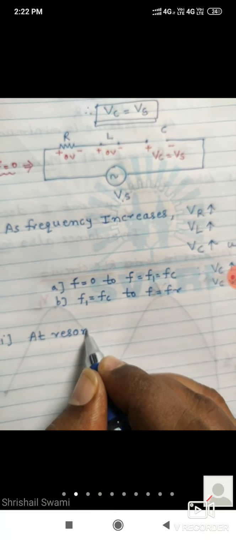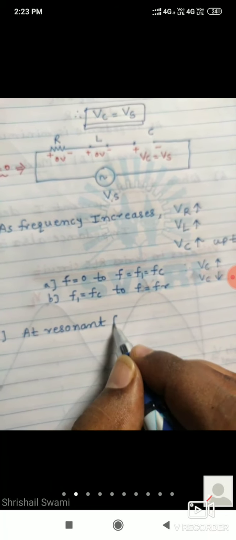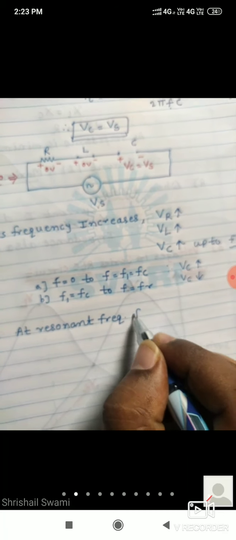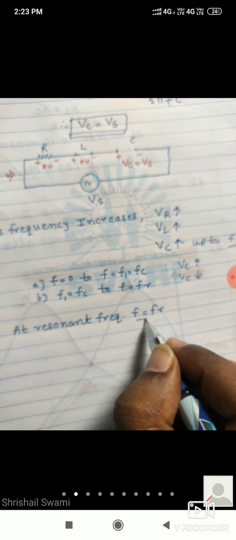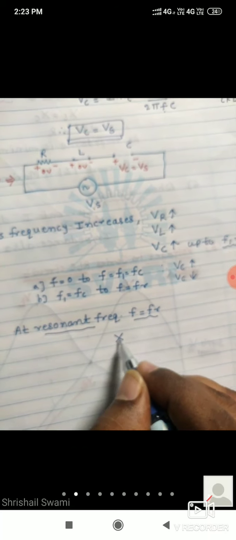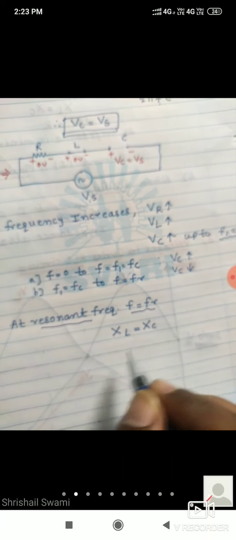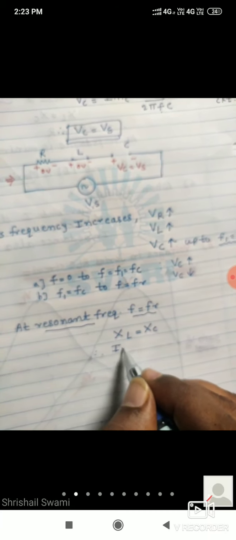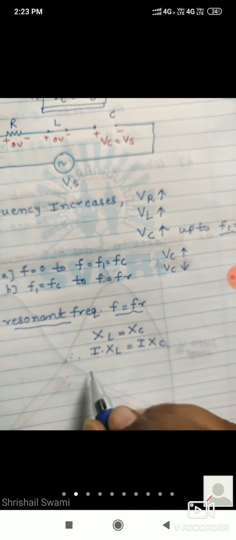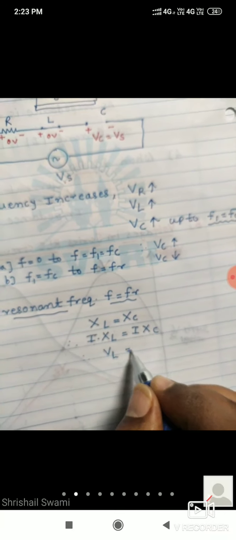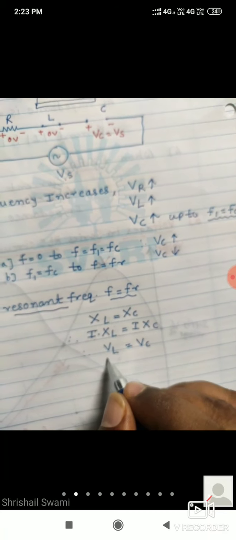Next, the third one, at resonant frequency F is equal to FR. So what will happen here? XL becomes equal to XC. Therefore, I into XL and I into XC, I is common to both. So I into XL is nothing but VL and I into XC is VC. So VL is equal to VC here.